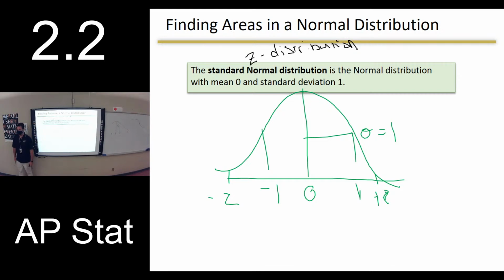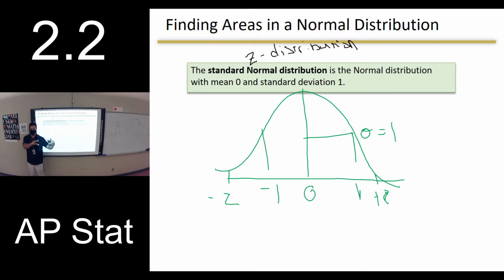Any questions about that? The reason why we have a standard normal distribution is because of the table in our calculators. Our table in our calculators can calculate the standard normal distribution, but we can't do it for other ones. So we have to convert, listen to me, we convert everything to a standard.